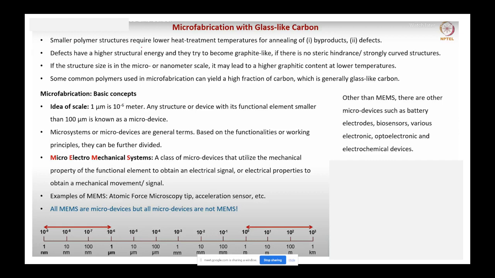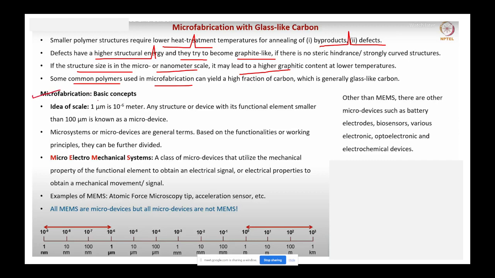For the smaller polymer structure, if you lower the heat treatment temperature for annealing, you don't need to go for a very high temperature annealing of the byproducts and the defects. The defects have a higher structural energy, so they try to become graphitic-like if there is no steric hindrance and strongly curved structures. If the structure size is in the micro or nanometer scale, it may lead to a high graphitic content at lower temperature. Some common polymers used in fabrication can yield a high fraction of carbon, which is generally glass-like carbon.